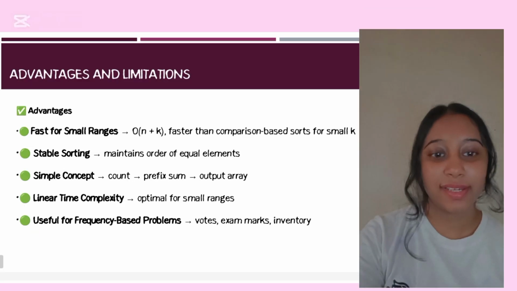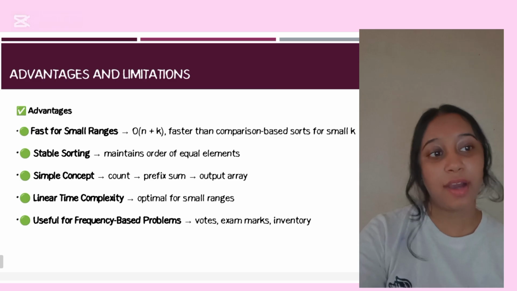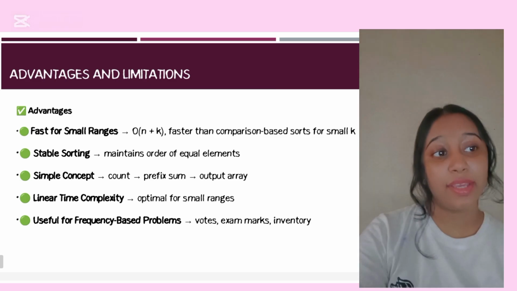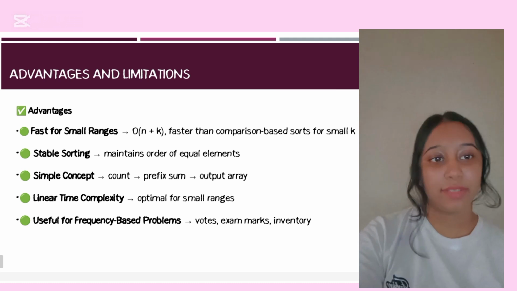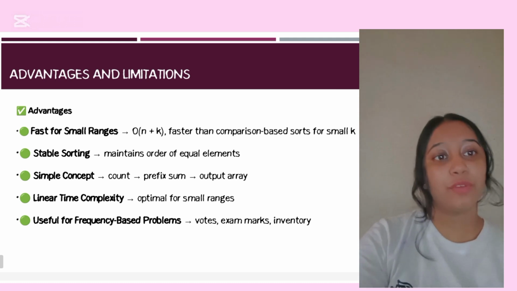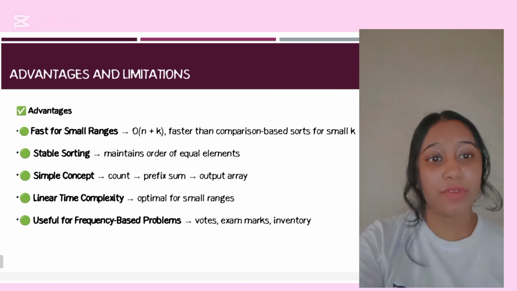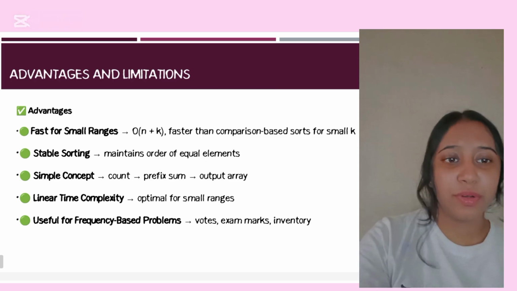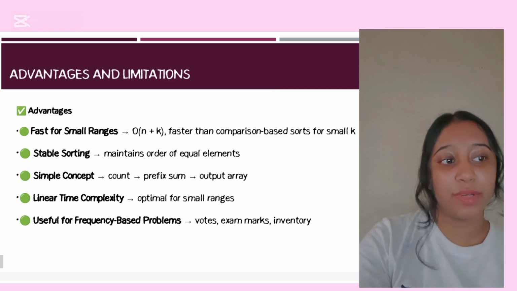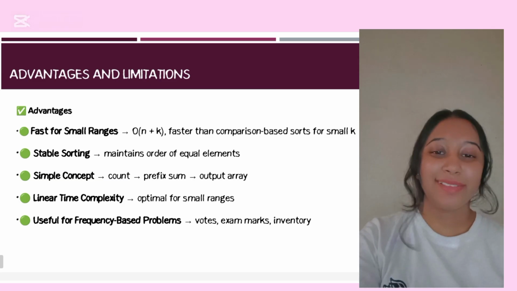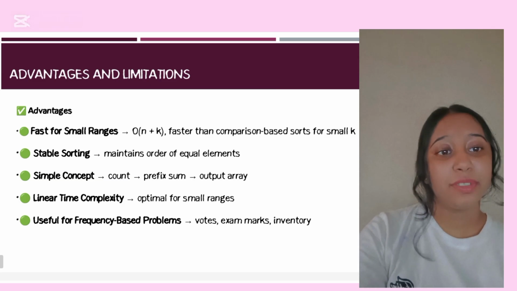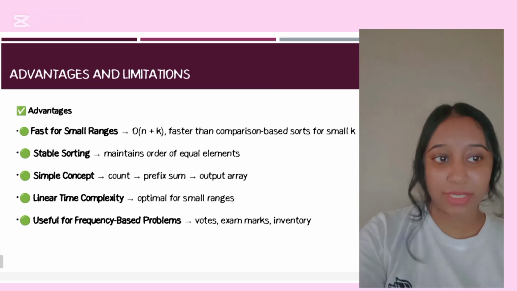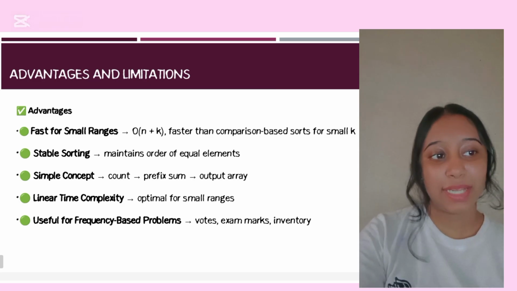We will discuss the advantages and limitations of counting sort and see why it's used in some cases and avoided in others. The advantages of counting sort. The first one is fast for small range. For a small range of numbers, it can be faster than comparison-based sorts like quicksort or merge sort. The second one is stable sorting. Counting sort is stable. Equal elements maintain the original order, which is very useful for multi-level sorting.